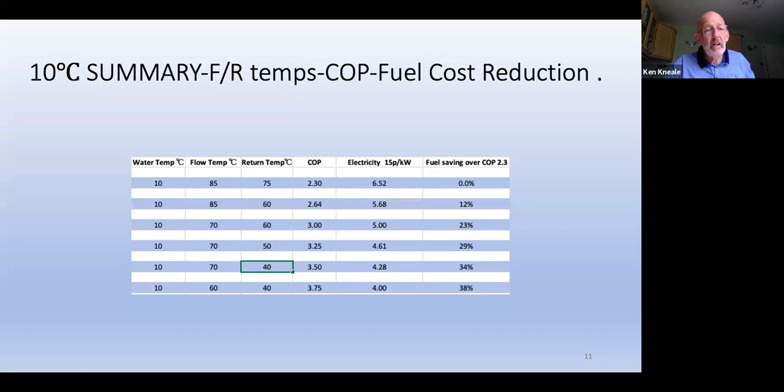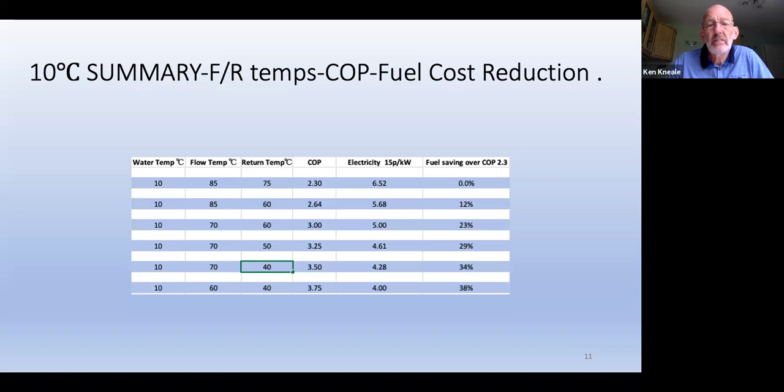So to summarise all that, those 5 previous slides, I've added a 6th line in here just to bridge a gap. We've got the water temperature at a constant 10. We've got the flow temperatures varying from 85 down to 60. The return temperatures down from 75 to 40. The COP going up from 2.3 to 3.75.